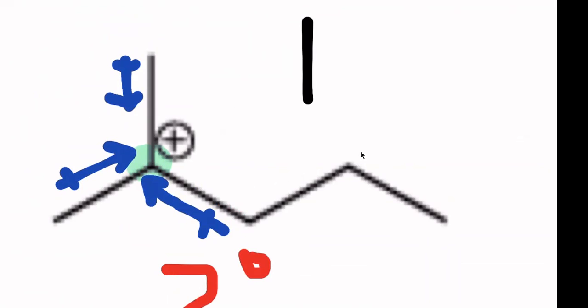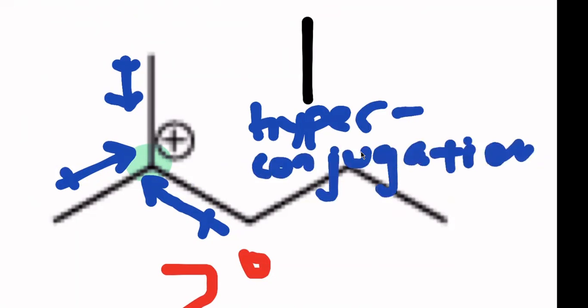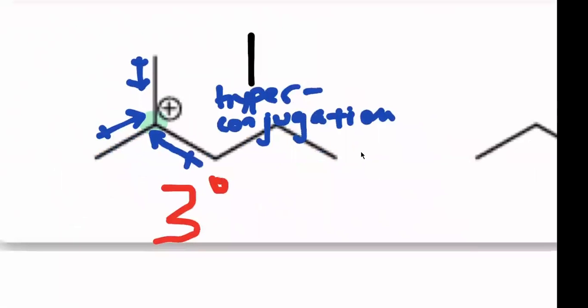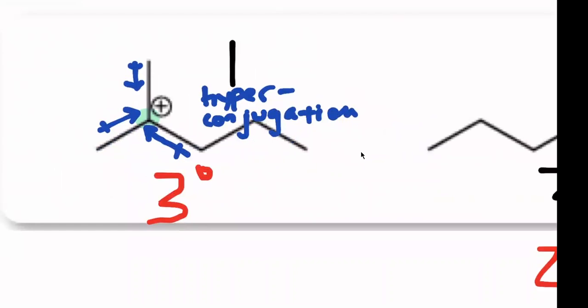So it's the groups around it that help to stabilize it by giving it electron density. The term for this is hyperconjugation. That's the term for how carbon bonds stabilize positive charges. They donate electron density towards that plus charge.